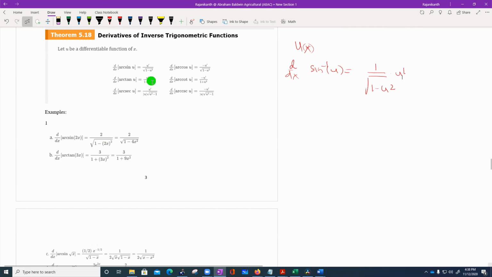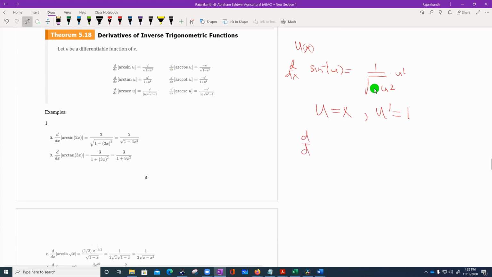Arctan derivative is u prime over 1 plus u squared. Arc cotangent u is again the negative of tangent. Arcsecant is u prime over absolute u times the square root of u squared minus 1. This all holds if u is a function of x, right? If you replace u by x, you could rewrite all the formulas in terms of only x. If u is x, then what is u prime? u prime is simply 1. So if you plug these two values into all these formulas, you will get what?